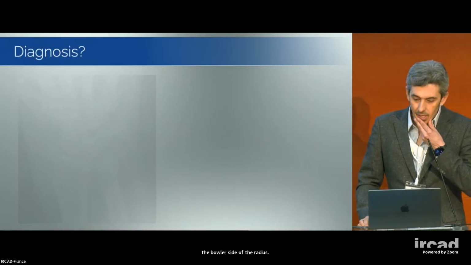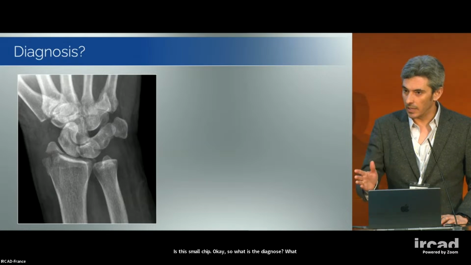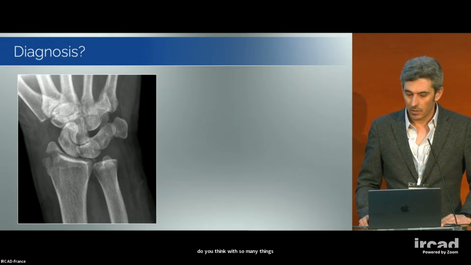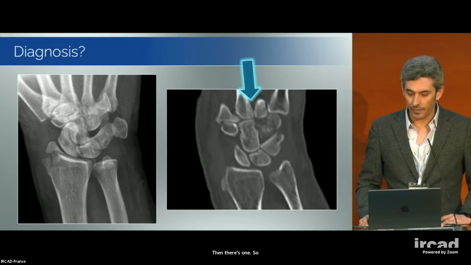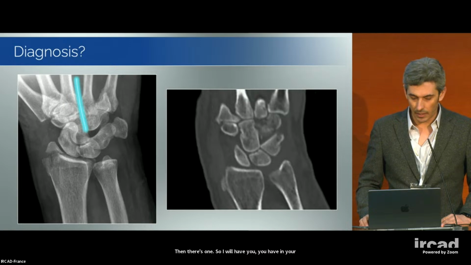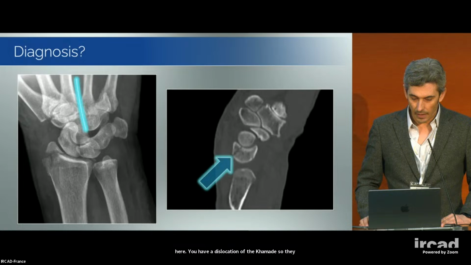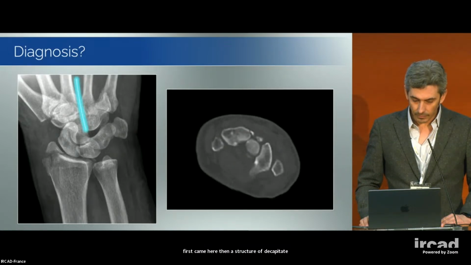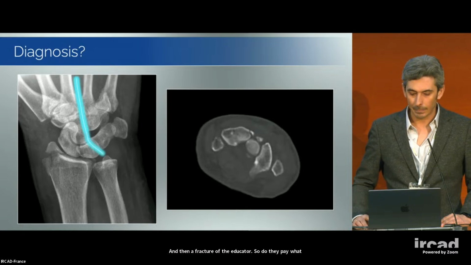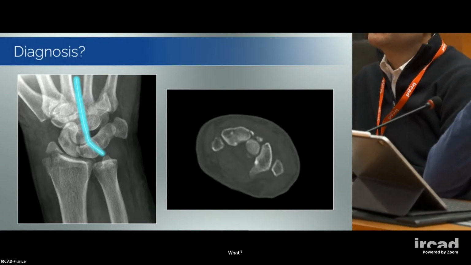So, what is the diagnosis? What do you think with so many things? The next one. So, I will help you. You have an injury here, you have a dislocation of the hamate, so the force came here, then a fracture of the capitate, then a fracture of the lunate, and then a fracture of the triquetrum. So, Giuseppe, what do you think? Smashed wrist. So what is the name of this?